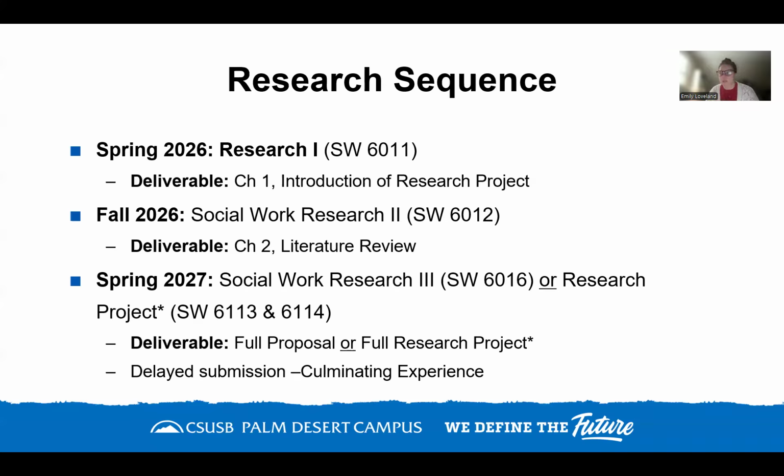And through that independent supervision, you're going to propose a full study where you are planning to collect data, analyze that data, interpret those results, and write a full 5-chapter research project. So then when spring 2027 comes along, you're not going to join your peers in 6016. Instead, you're going to complete that independent study. And that way you have more time to go out and do the data collection, data analysis, all of that sort of thing.